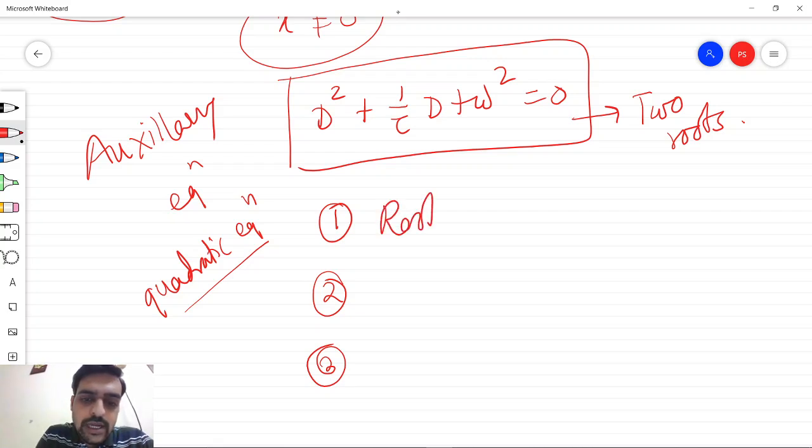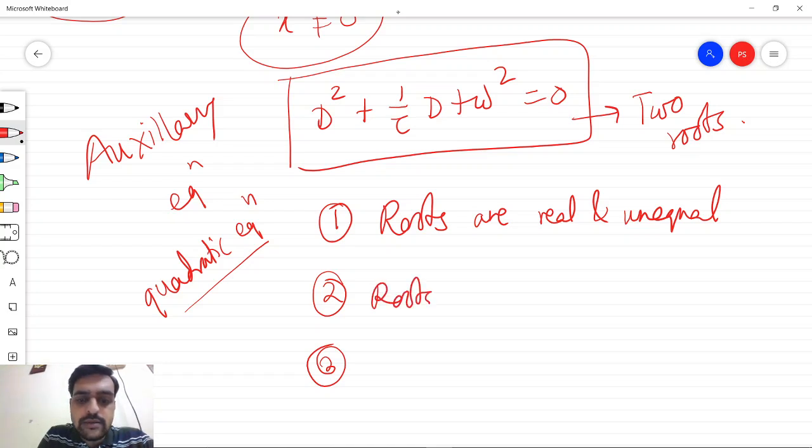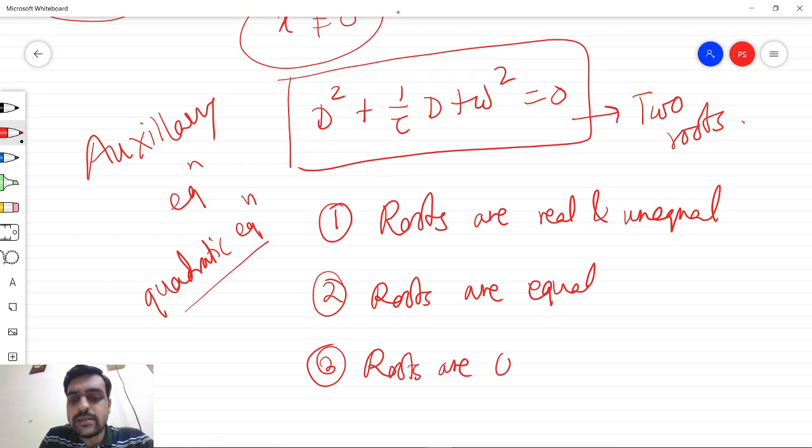When the roots are real and unequal, when the roots are equal, and when the roots are complex conjugates.